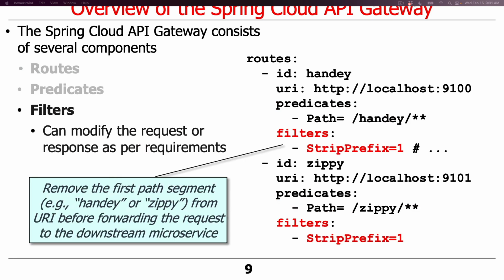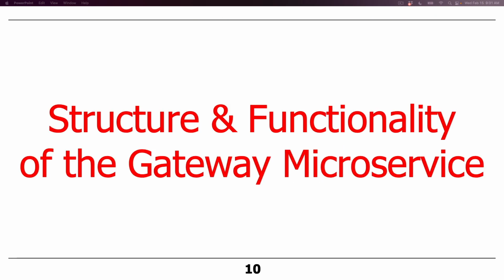And then filters can modify the request or response as per other requirements. And here's an obvious one. We want to be able to strip off the name of the microservice before we forward the request to it, because the microservice doesn't need to know its name. It knows its name. It doesn't have to have that as part of the URL, or the URI, that's passed to it. So that's what the filter does. And there's all kinds of other things you can do with filters.